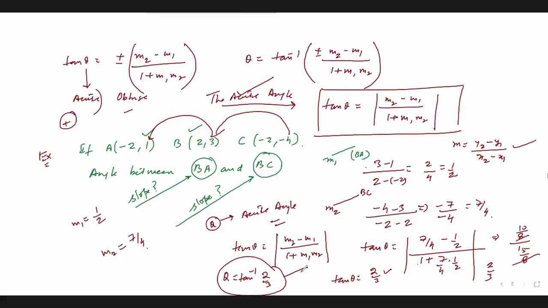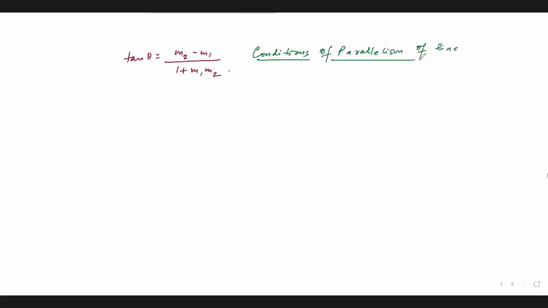Now, from here, with this formula, that tan theta is equal to (M2 minus M1) divided by (1 plus M1 M2), we can find the conditions also for the lines. What are the conditions? Conditions for parallelism of lines. So when can my two lines be parallel? Suppose I asked you what is the angle between BA and BC.